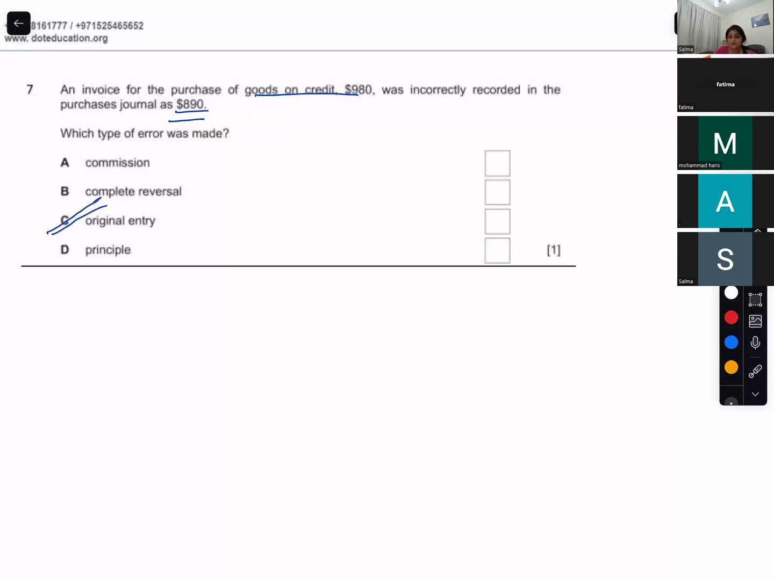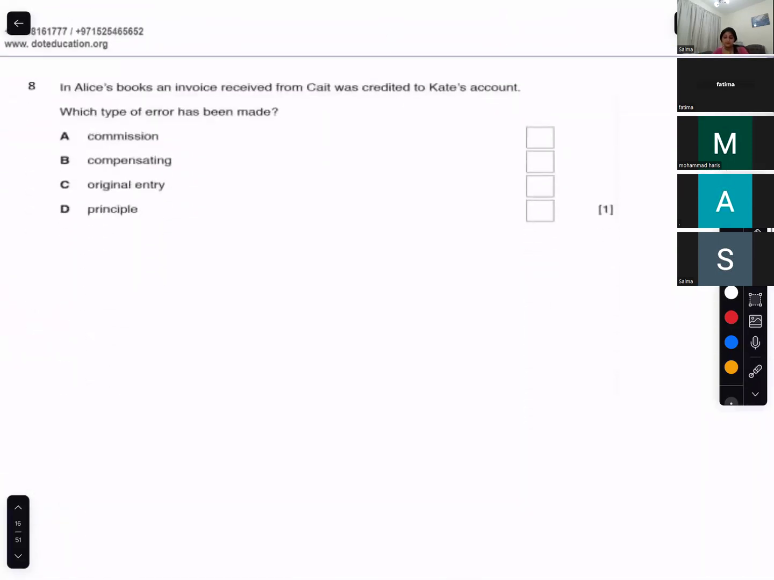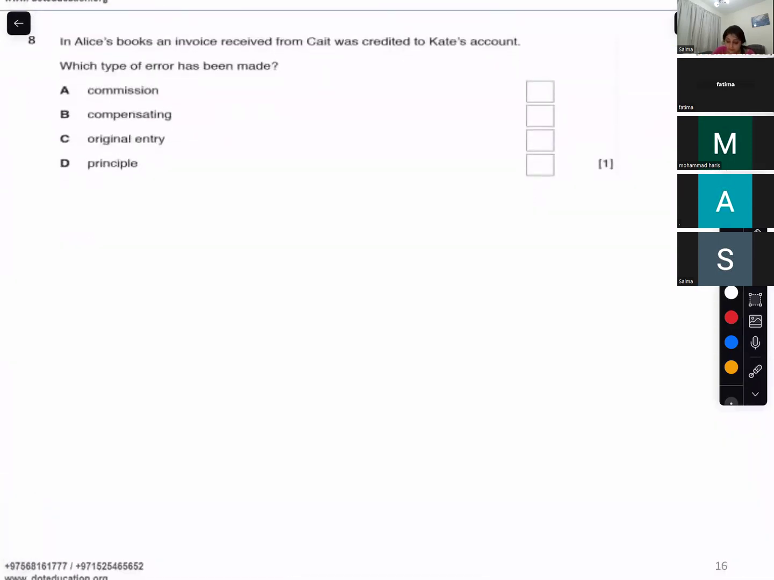Come on, proceed. Mahat, yes, miss. In Ali's books, an invoice received from Kate was credited to Kate's account. Which type of error has been made? It's wrong name, so commission. Very good.